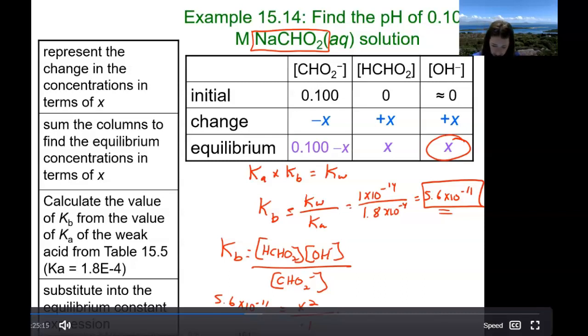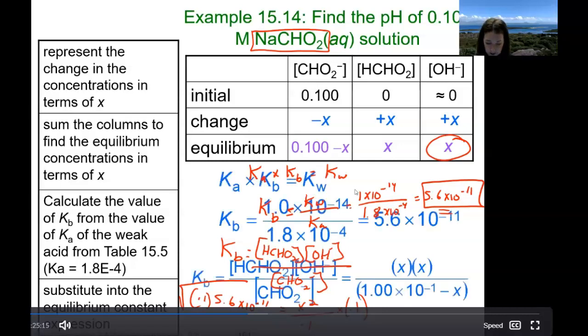Now, when we do this, well, I'll use a little X here, times 0.1, take the square root, and we get our X. Okay, so questions so far with what we've done here? Any questions so far? Okay, I'm going to keep going.